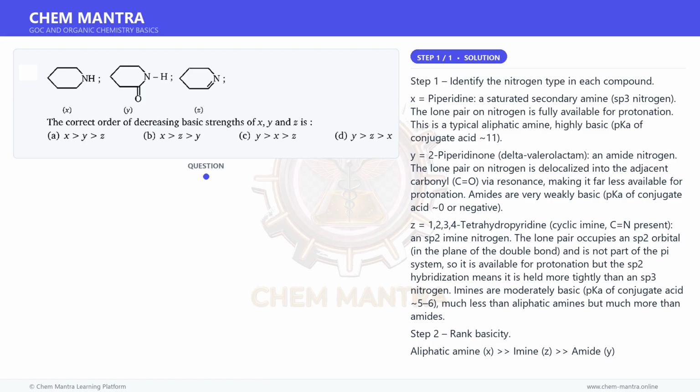Step 3. Match to options. Decreasing order, X, Z, Y, corresponds to option B. Step 4. Why other options fail.